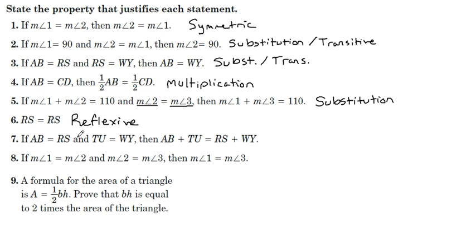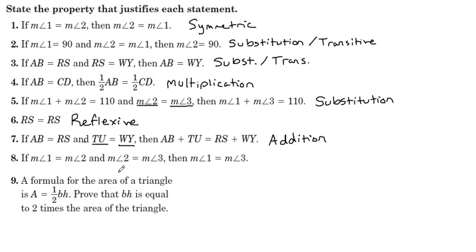Number 7, if AB equals RS and TU equals WY, then AB plus TU equals RS plus WY. It's like we started with this equation, AB and RS, and then TU and WY equal each other, and we added that to both sides of the equation. We applied addition.